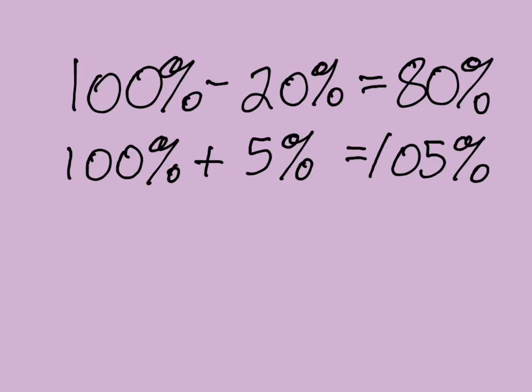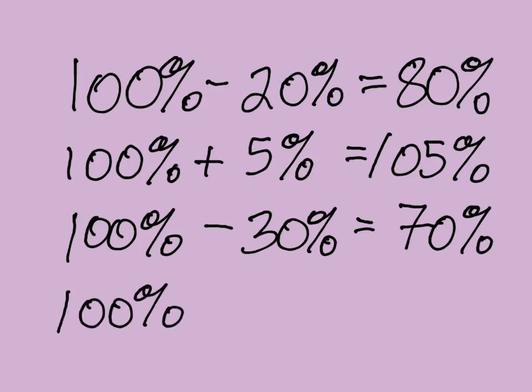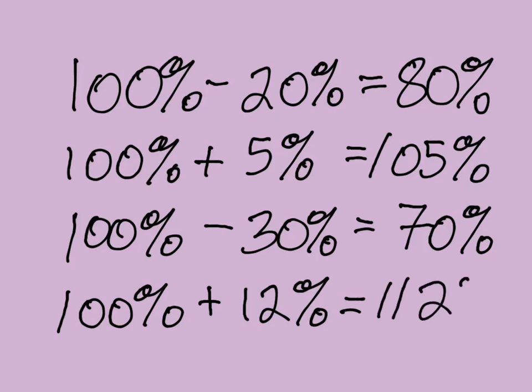And if you have, let's say, a reduction of 30%, then you start with your 100%, take away 30%, and that means that you are now paying 70% of the original price. Similarly, if there's an item that always starts at 100% that has a 12% markup, then we add 12%, and that means that now you will be paying 112% of the original price.